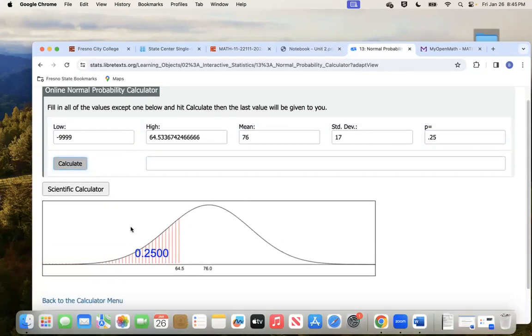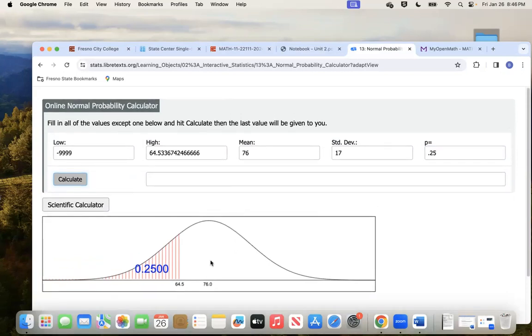So there it is. There's the bottom quarter, 25%. The bottom quarter of the bell curve stops at 64.5. So people that spend 64.5 minutes or less in the hot springs are in the bottom 25%. Remember, the average person spends 76 minutes. So there's that answer. Okay. Let's go back and do the last part now.